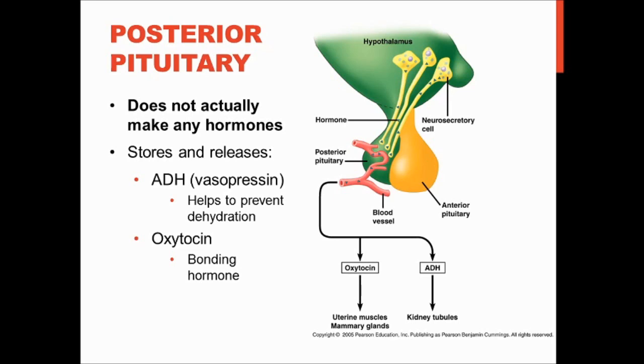So think about when you're really dehydrated, your urine is a darker color. That's because your body is helping to prevent you against dehydration by taking in some of that water in order to nourish its tissues.